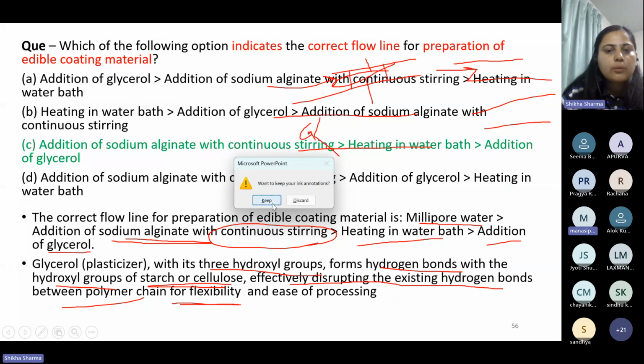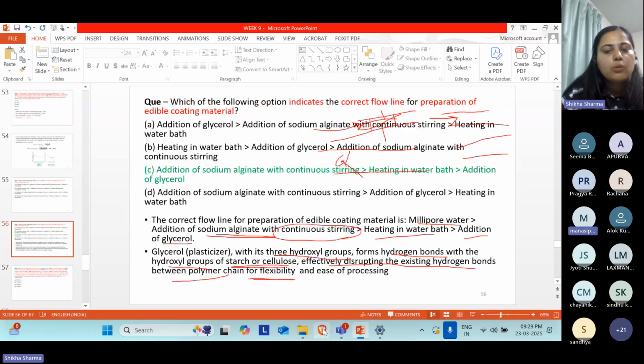Then how will we match that question, ma'am? You can find the most relevant option. For seafoods and the like, chitosan can be applied, right?